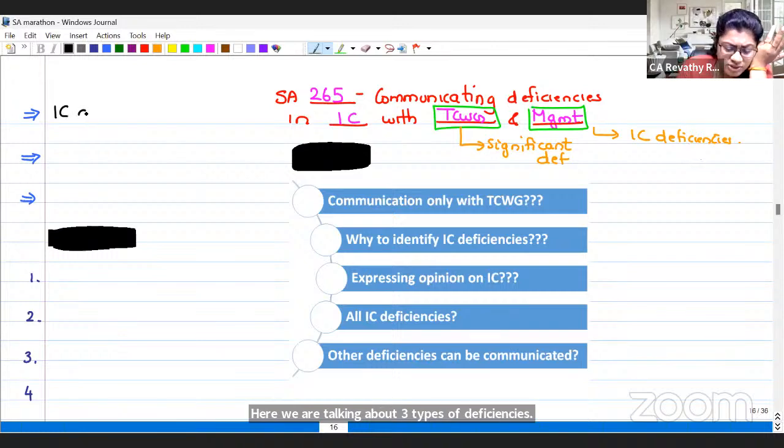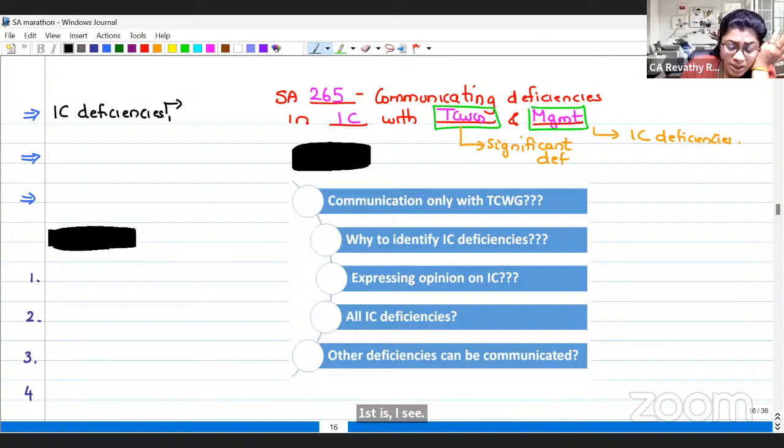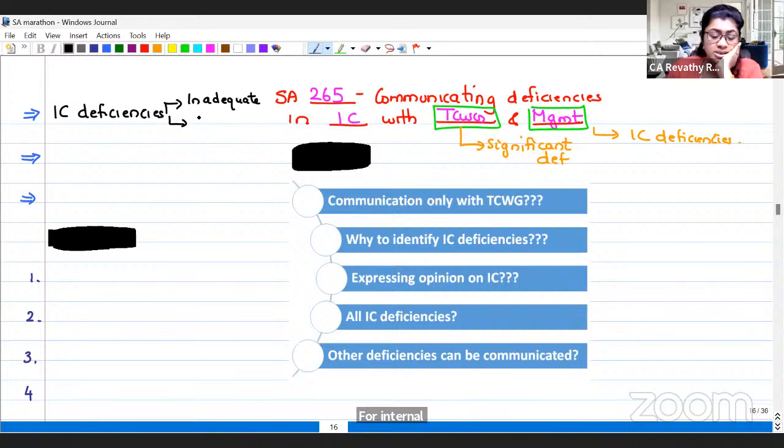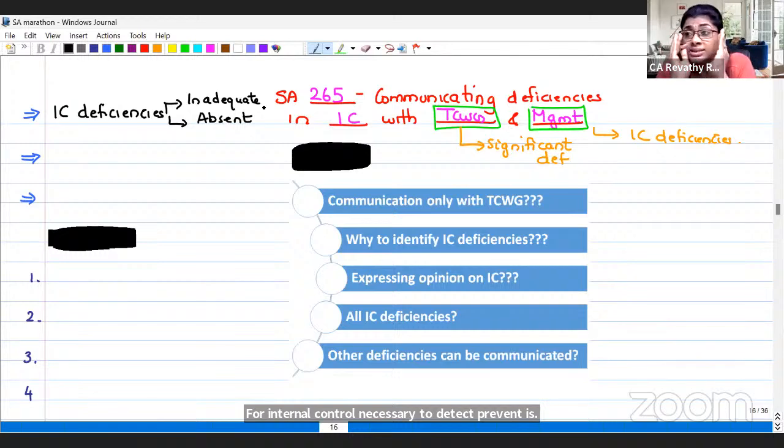First is IC deficiency. Do you remember the definition? Internal control is designed, implemented, and maintained in such a way that it is not detecting, preventing, or correcting misstatements on a timely basis. Meaning, in one word, inadequate. Or internal control necessary to detect, prevent, correct misstatement is absent, missing. This is IC deficiency.